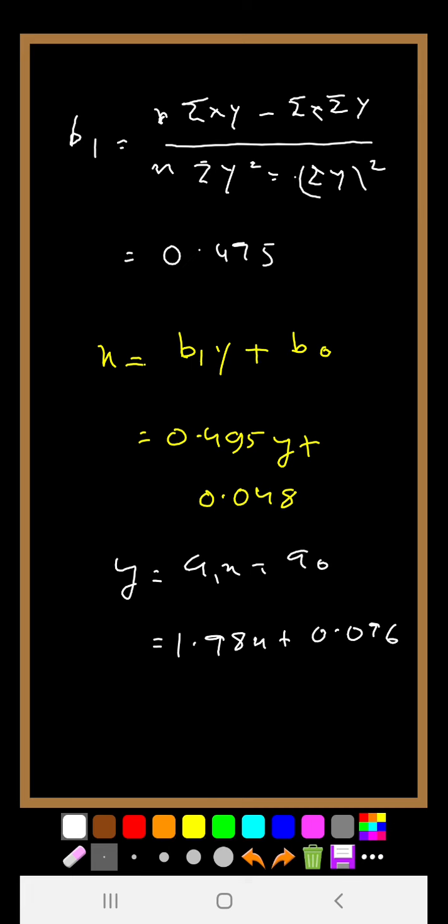So these are the two equations. You can see that these two lines are not the same. So we can obtain two lines. These are the two best fits, one corresponding to x and one corresponding to y.